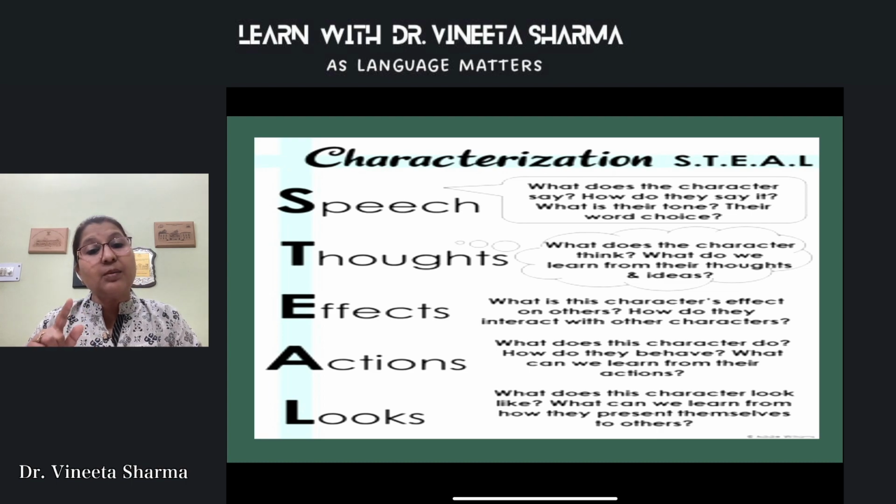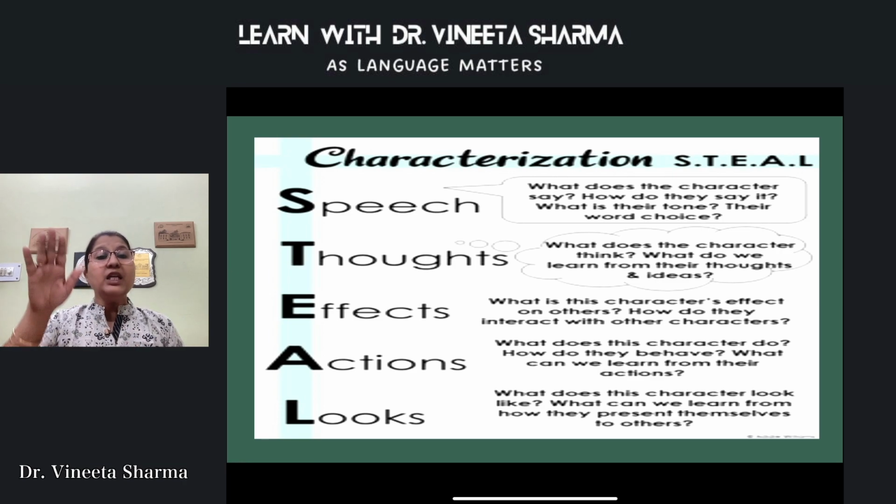That also tells us about the personality traits of one character. Next, of course, is the actions. What does this character do? How do they behave? What can we learn from their actions? And of course, looks means physical appearance. How does the character look? What can we learn from the way they present themselves to others?